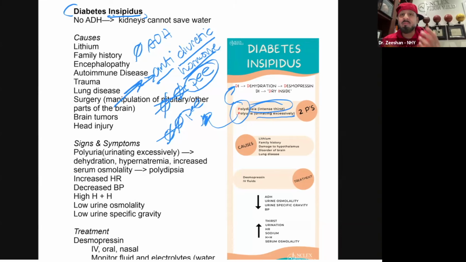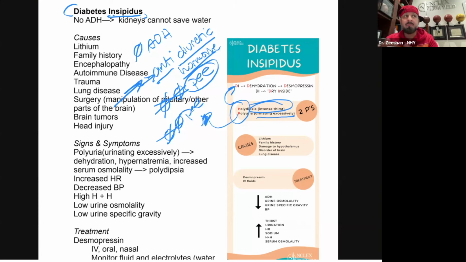So what are some causes? Well, we've got lithium, family history, encephalopathy, trauma to the brain, surgery, brain tumors, head injury. A lot of it has to do with the brain. We've got lung disease. But ultimately, the causes aren't what the boards are after. Now, maybe as a side effect of lithium, sure, I'll take that. But ultimately, the signs and symptoms are what they're going to want to look at.